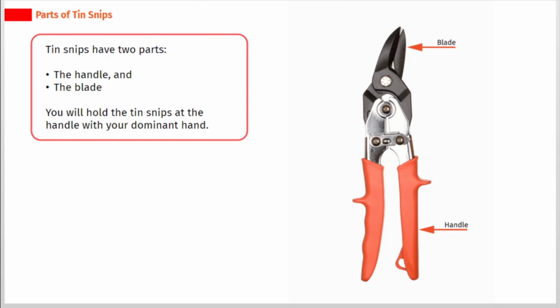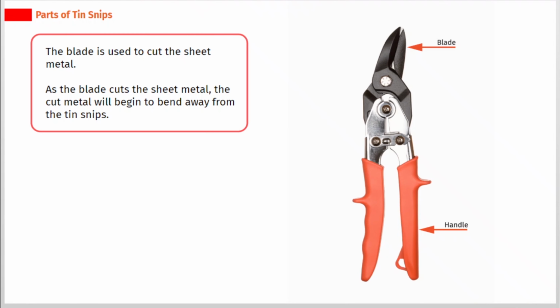Tin snips have two parts, the handle, and the blade. You will hold the tin snips at the handle with your dominant hand. The blade is used to cut the sheet metal. As the blade cuts the sheet metal, the cut metal will begin to bend away from the tin snips.